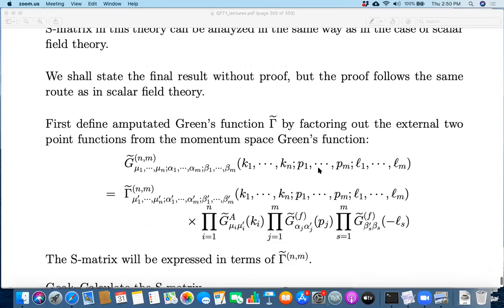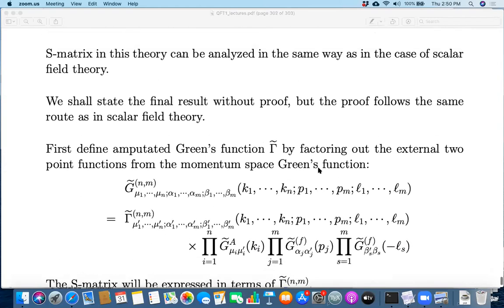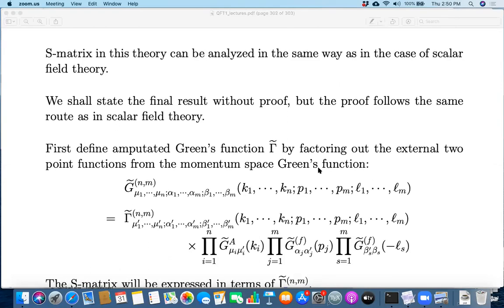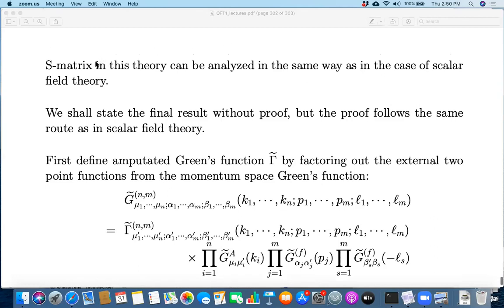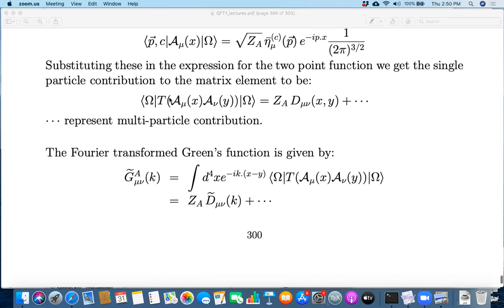Okay, so now let me say how to calculate the S matrix, and then I'll stop for today. The S matrix can be analyzed in the same way as in the case of scalar field theory. We proceed exactly as in scalar field theory. The only extra ingredient that we have are these.